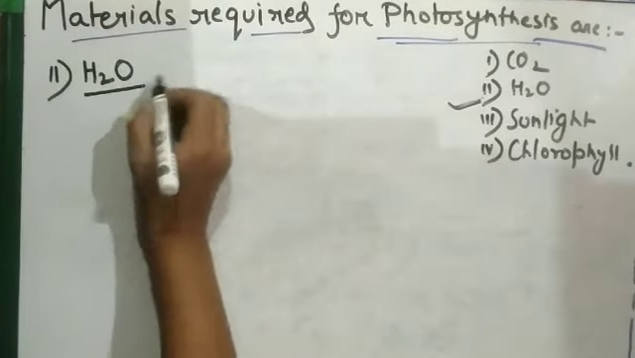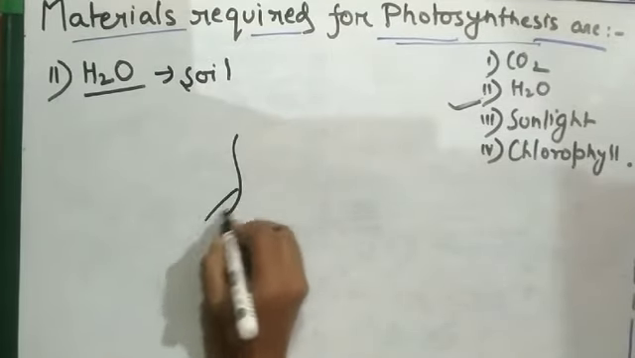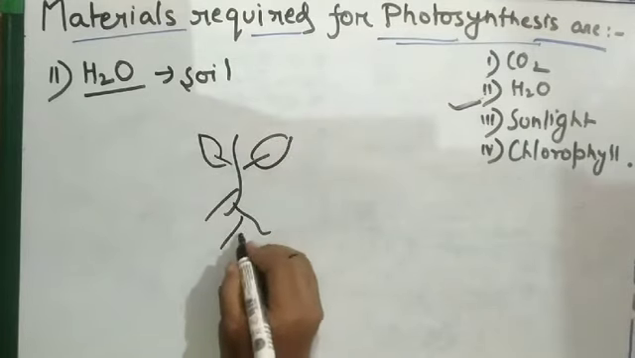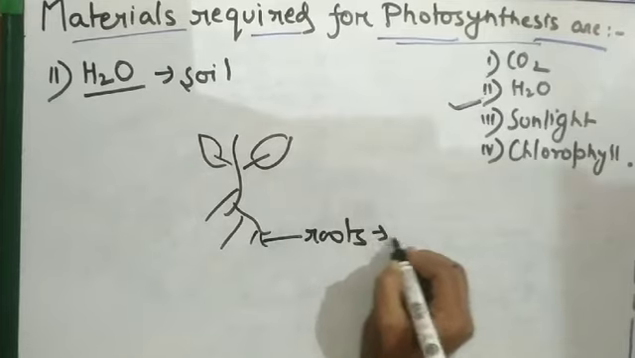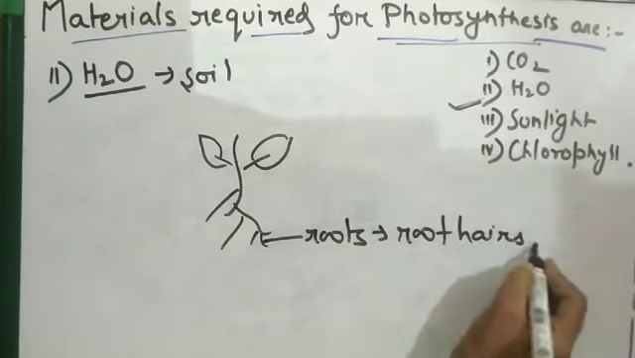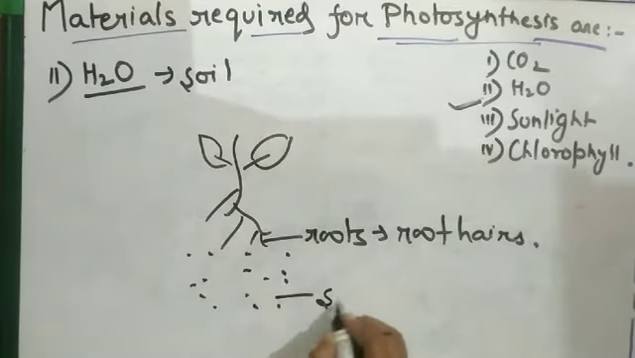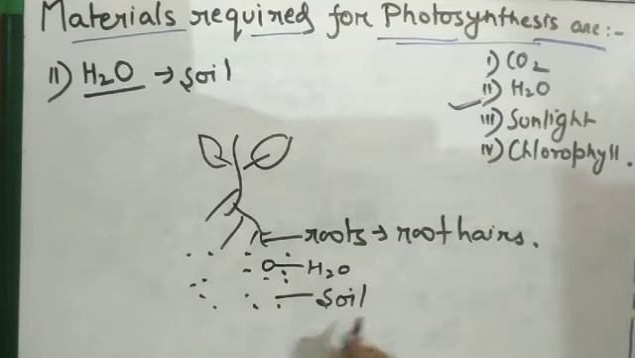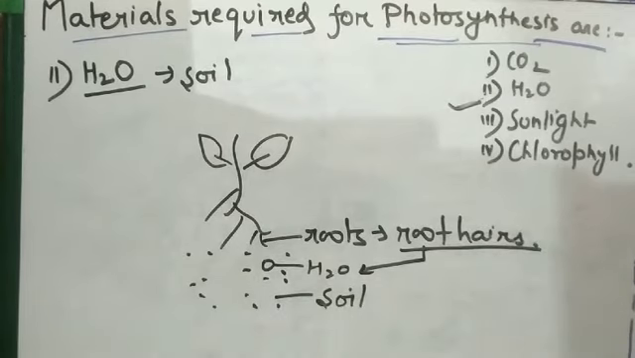Plants take this water molecule from the soil. In the roots of the plant, there are root hairs present. These root hairs take the water molecule from the soil. This soil has water molecules, and these water molecules are taken up by the root hairs from the root.